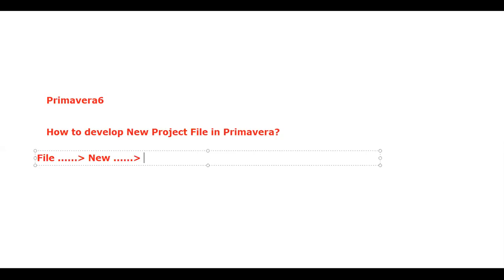Once you click on new, you will be given a window. In that window, you have to provide certain information. What is that information? I'll give you a story about creating a new project file. When I was in school, I was buying a new register, a new notebook. Every time I was writing on the first page my name, my roll number, my class name, my school name. In the same way, you have to provide information to Primavera about your project.